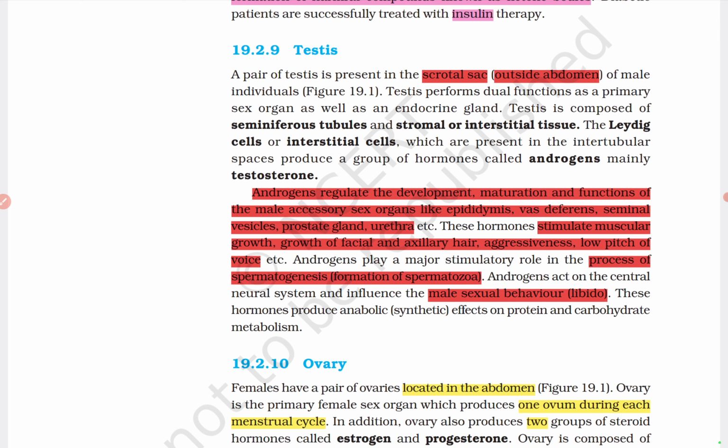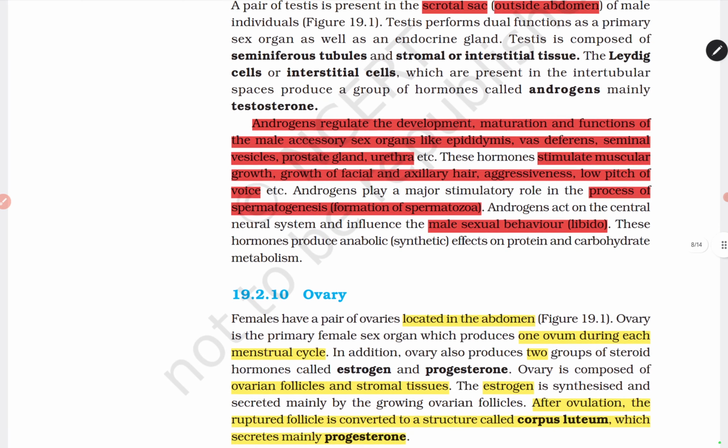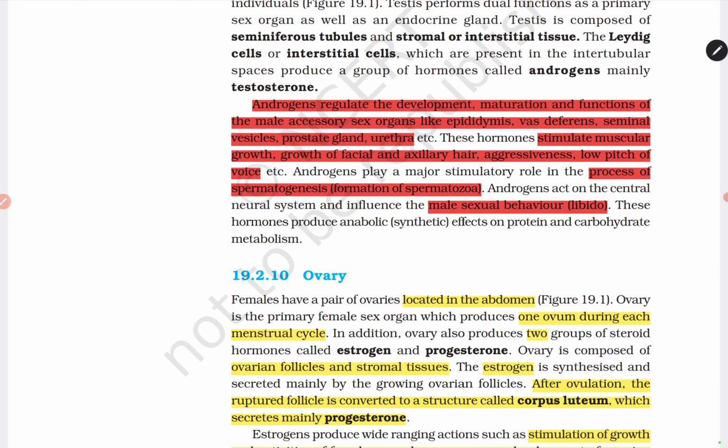It is composed of seminiferous tubules and stromal or interstitial tissue. The Leydig cells which are present in the intertubular space produce a group of hormones that are called androgens, mainly testosterone. Androgens regulate the development, maturation and function of the male's accessory sex organs like epididymis, vas deferens, seminal vesicle, prostate gland and urethra. These hormones stimulate muscle growth, growth of facial and axillary hair, aggressiveness, low pitch voice, etc.